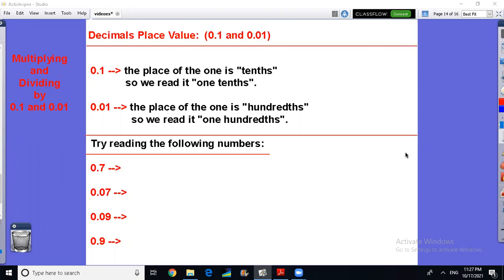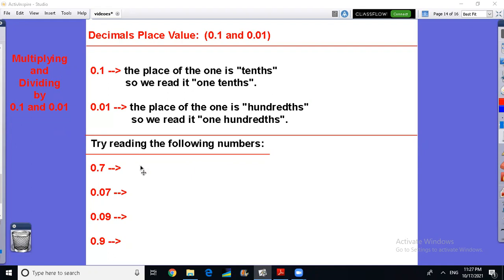In today's video, we're going to talk about multiplying and dividing by 0.1 and 0.01.